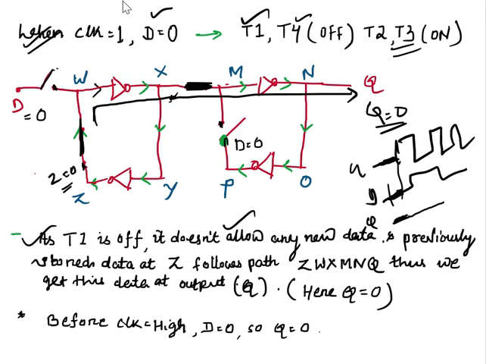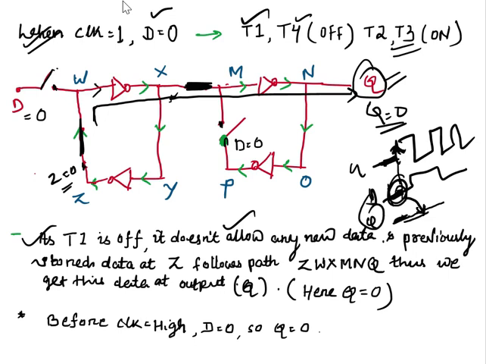whatever data we have before clock equal to 1, we have D equal to 0. So when clock edge comes, the same data will reach output, and we get the same data at the output of this flip flop. This is how it works.